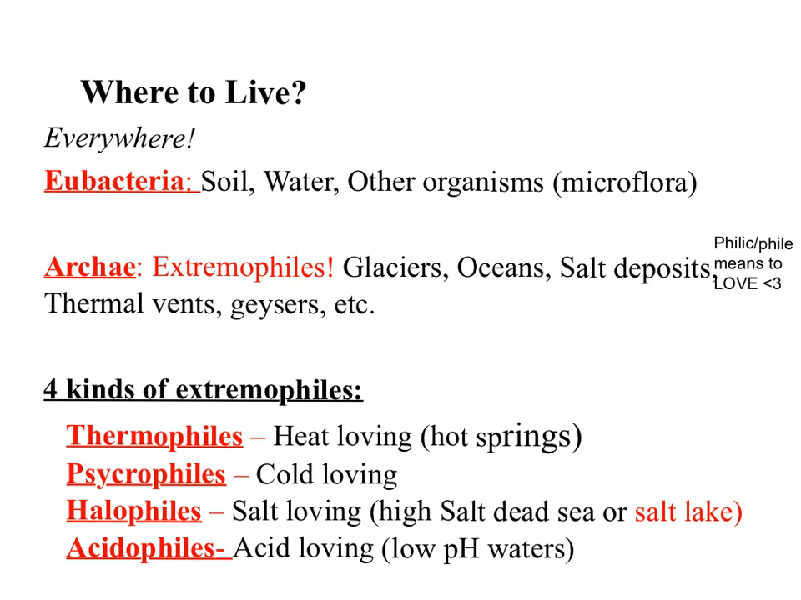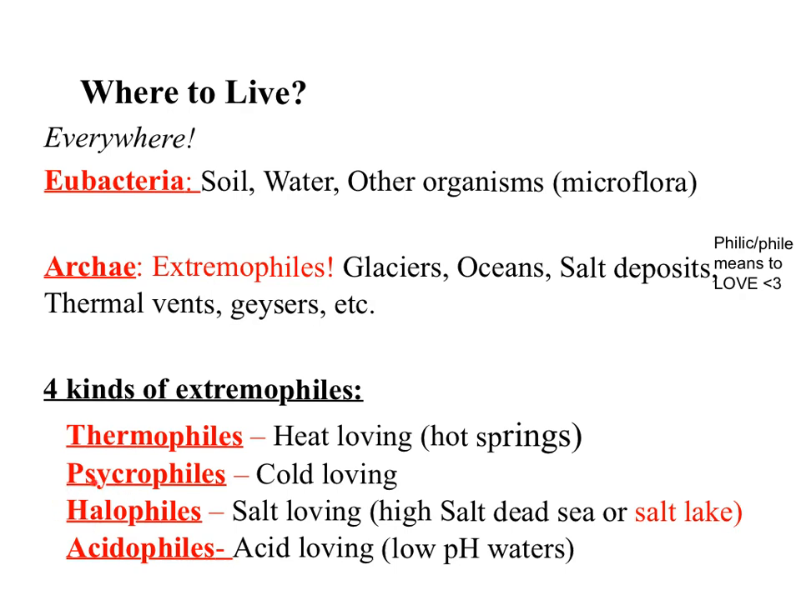So there are 4 types of extremophiles. We have thermophiles. Thermo means heat, so they love heat, an example of which could be a hot spring. Next up, we have the opposite of that. If thermo is heat-loving, we also have psychrophiles, which is cold-loving.